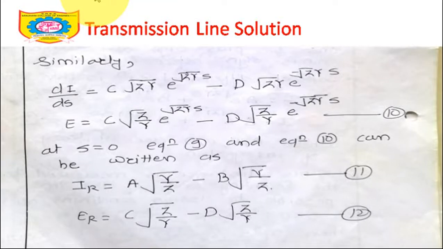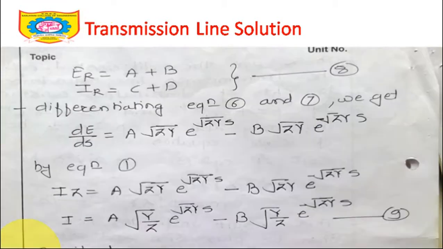Welcome back, students. In the previous lecture we started our discussion about the transmission line general solution, in which we did certain mathematical operations like derivatives, and put the values of dI/dS and dE/dS in certain other forms. Now it is done and we got equation number 8 in terms of ER equal to A plus B and IR equal to C plus D by putting S equal to 0.